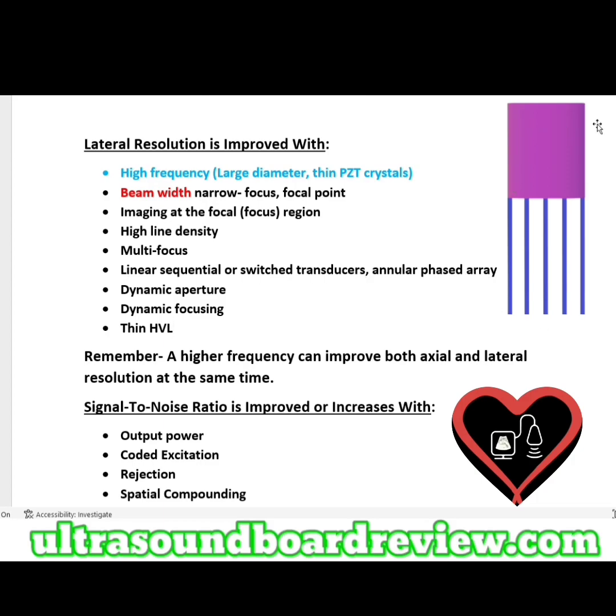This is a diagram of a linear, sequential, or switched transducer. Linear means that the pulses go straight down, all the way down to the far field. The advantage of a linear is that you're going to have consistent lateral resolution going all the way down. It doesn't change. And these types of transducers are best for superficial imaging.